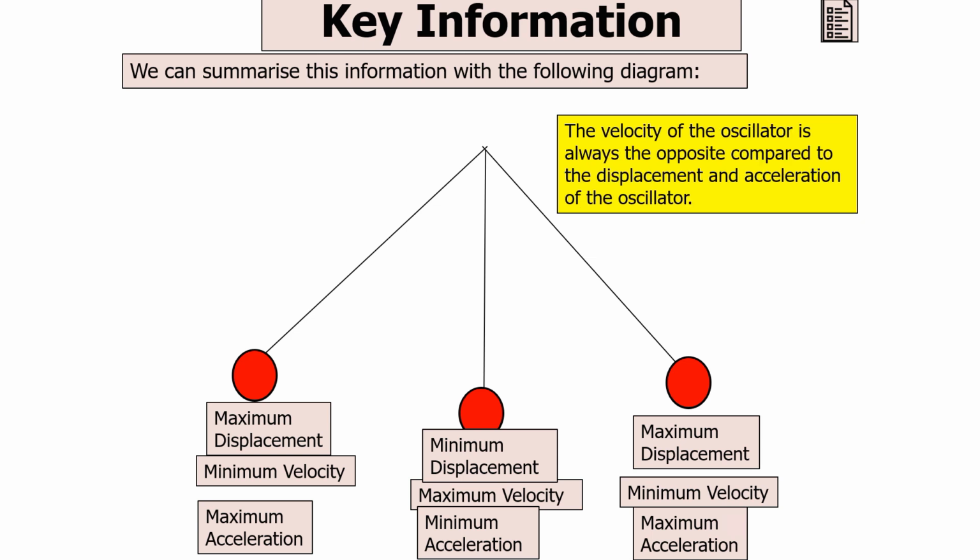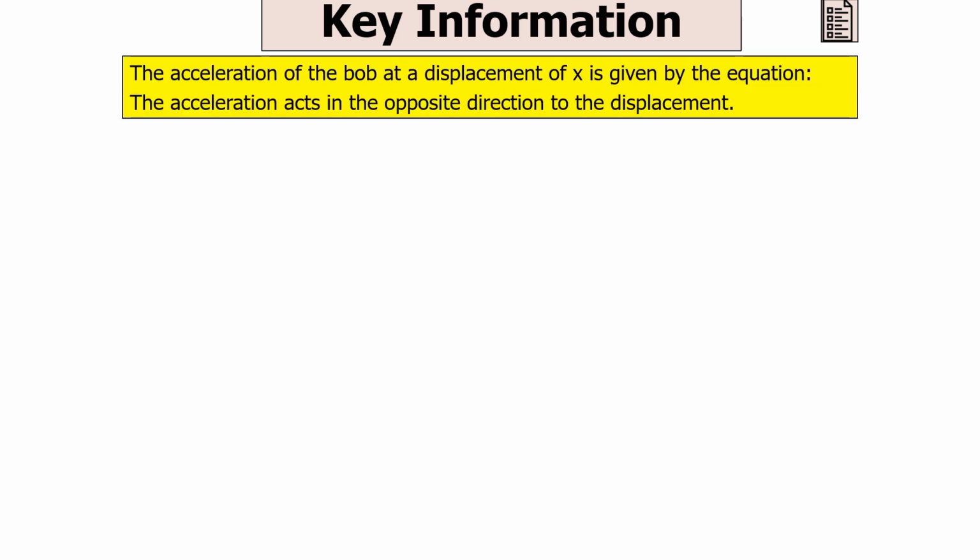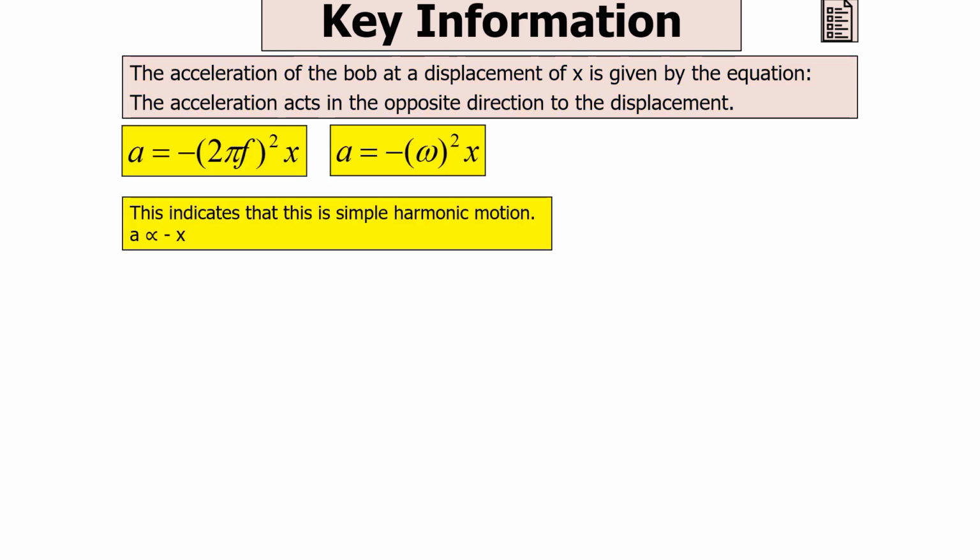The velocity of the oscillator is always the opposite compared to the displacement and the acceleration of the oscillator. So if you've got a maximum velocity, you'll have a minimum displacement and acceleration. Now, the acceleration of the bob at displacement x is given by the following equation. Always remember, the acceleration acts in the opposite direction to the displacement. So we can say a is equal to negative 2 pi f squared times x, or a is equal to minus omega squared times x. This indicates that this is simple harmonic motion. From these equations we can say a is proportional to negative x.